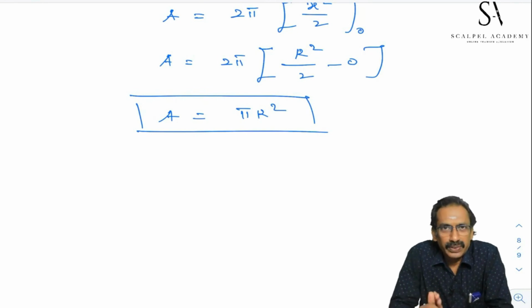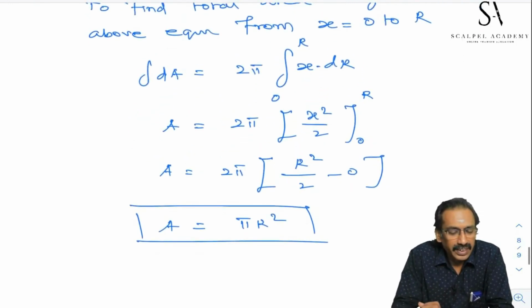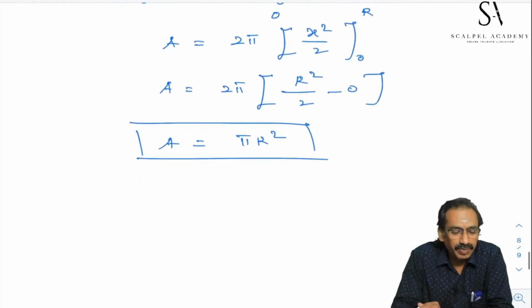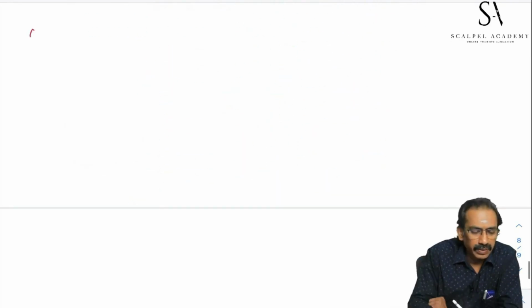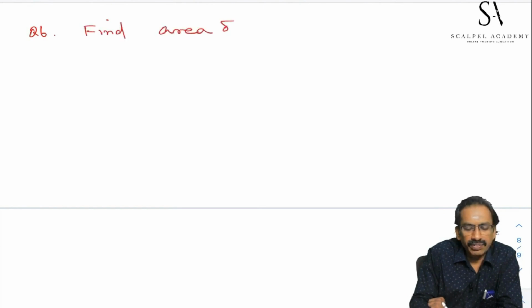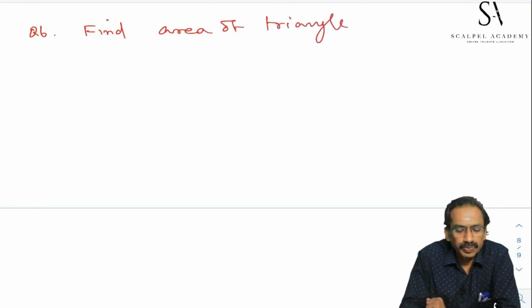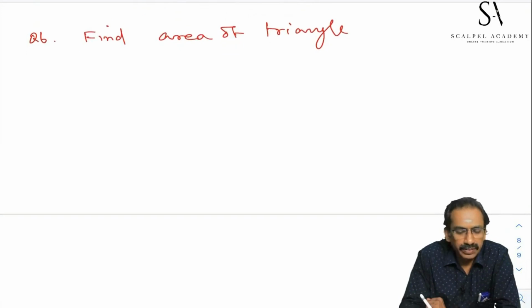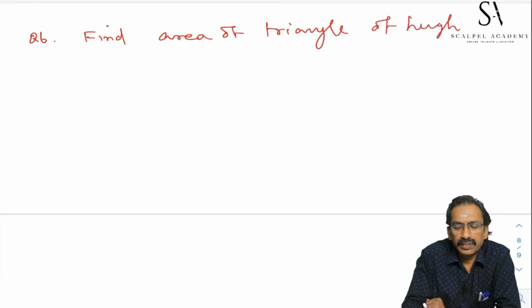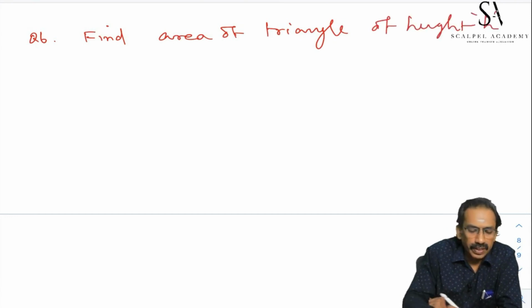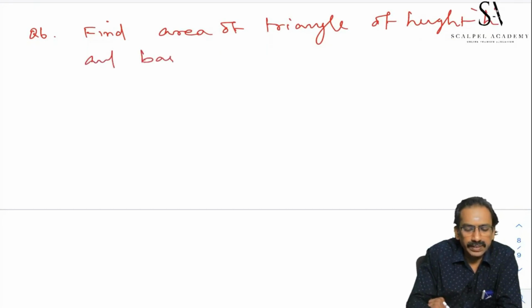Student, now you understood how this formula for the area of the circle came. It's very interesting. Shall we calculate the area of a triangle? Another example. Question number 6. Find the area of a triangle of height h and base b.